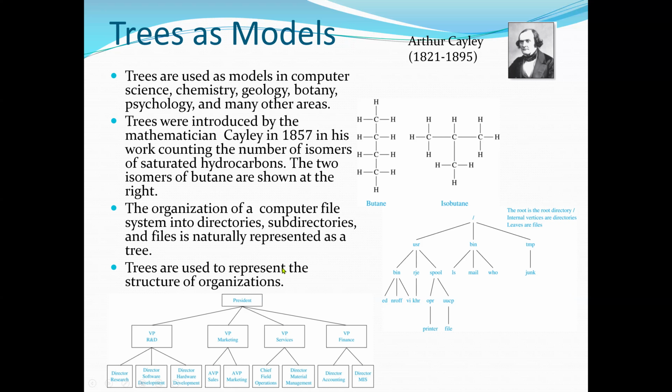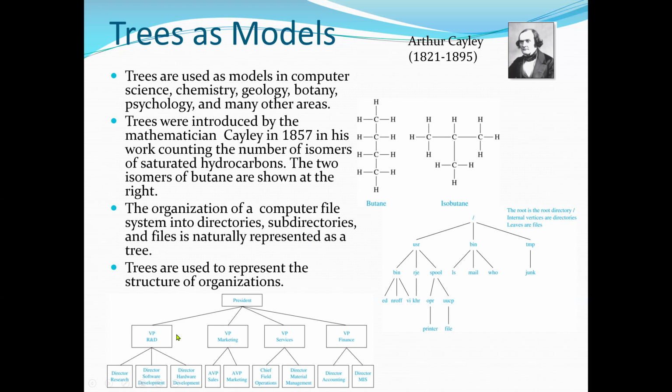The organization of computer files is very common in computer science, especially the web, the way data is organized in the web, and also how the webs are linked together. Most of the time it's in hierarchical form. So an organization of a computer file system into directories and subdirectories and files is naturally represented as a tree. It's a tree structure. More or less, the parents will be at the top and the subdirectories will be the children down. So trees are used to represent the structure of organizations also.